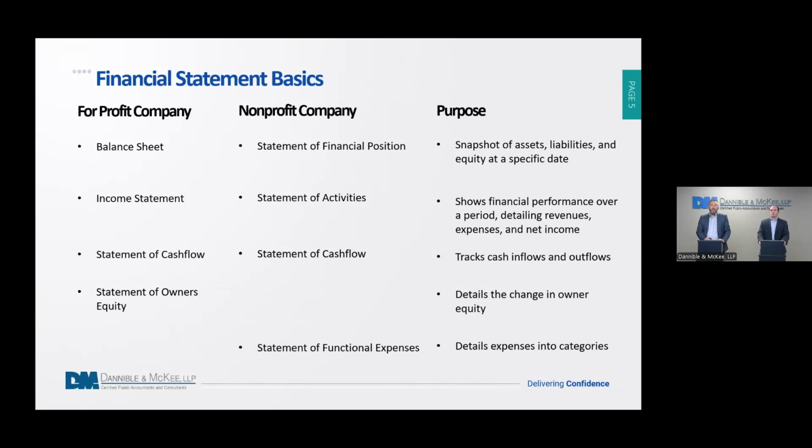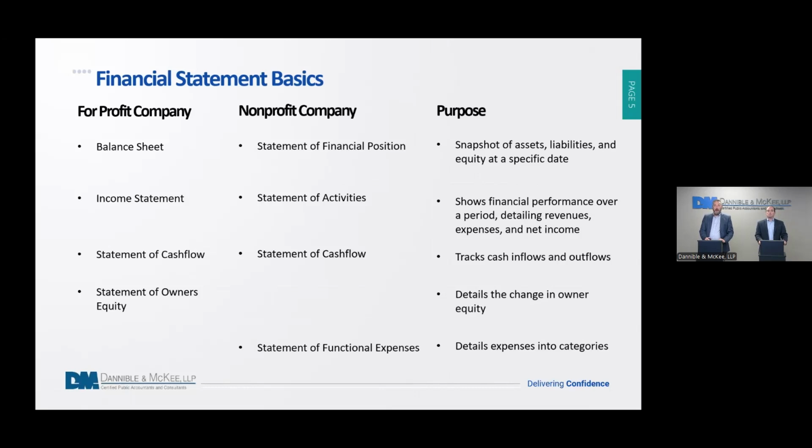It's a snapshot of your assets, liabilities, and equity at a specific date. For-profit companies, typically that's going to be December 31st. Nonprofits could be any time: December, June, May, it just depends. And if you're doing them internally, it could be for a month. Next is the income statement, or for nonprofit companies, the statement of activities. It shows the financial performance over a period, and details out your revenue, your expenses, and your net income. You also refer to it as the P&L.